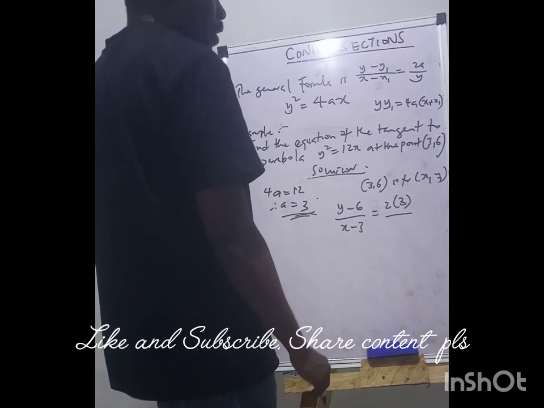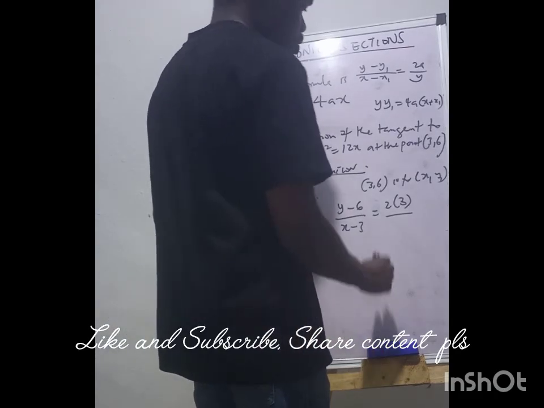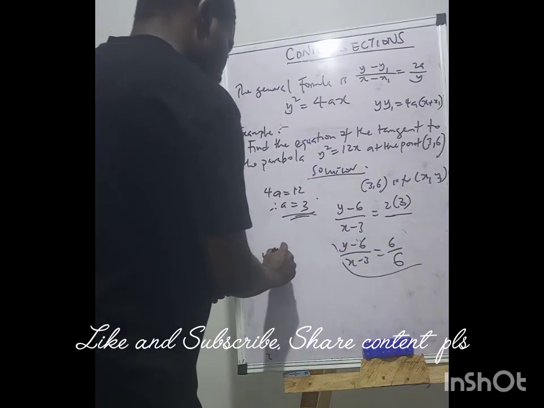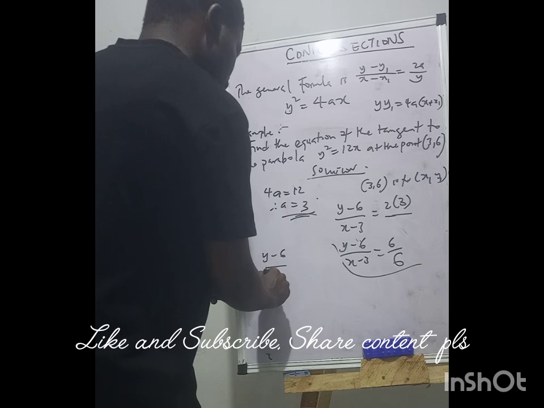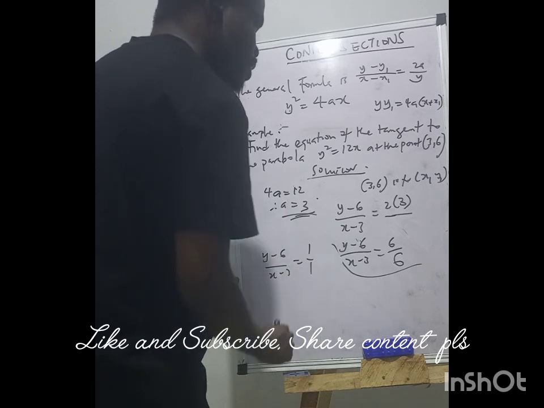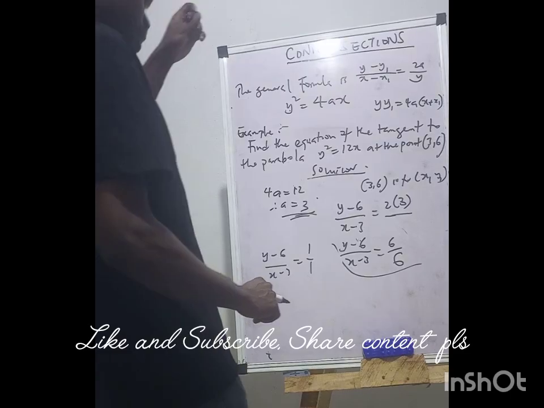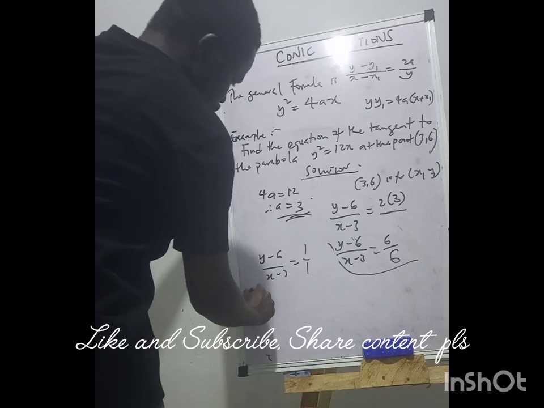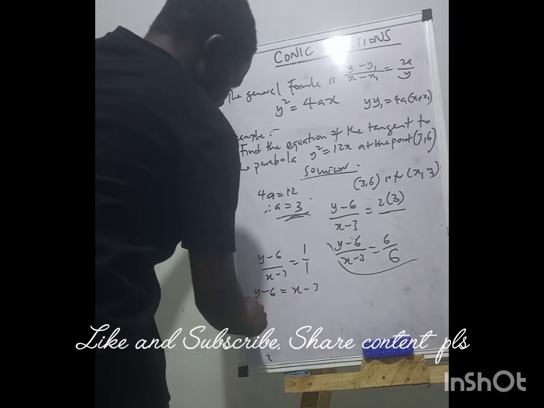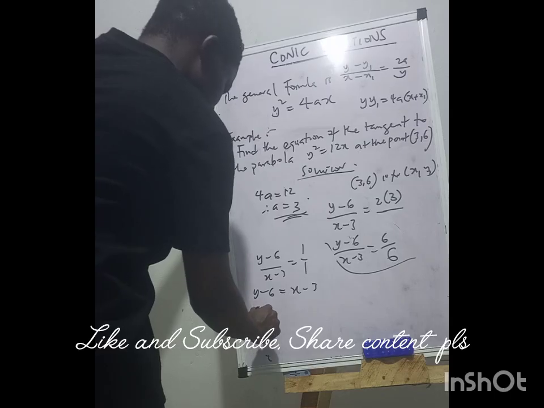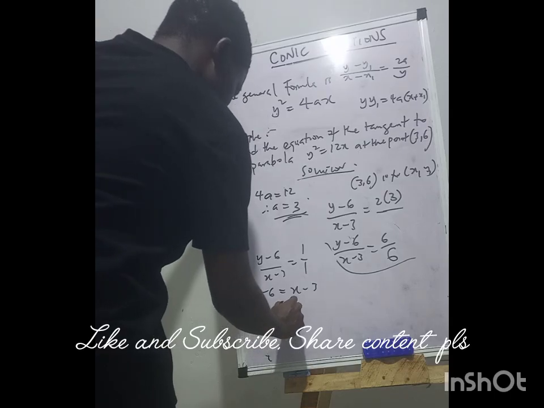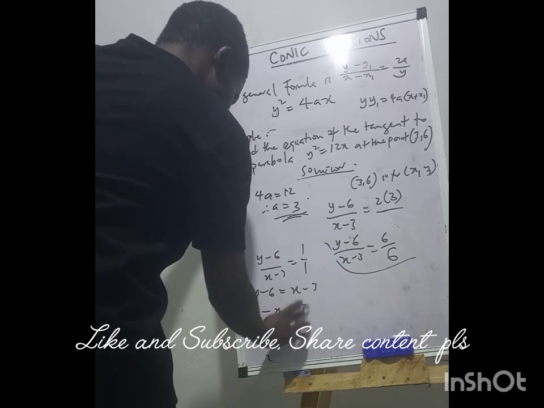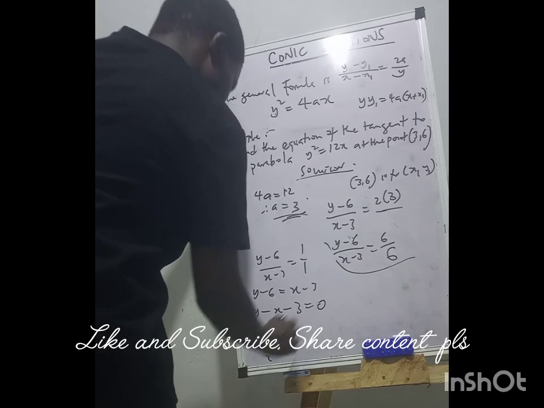Now which y is this? Take note, this is also y1, which is 6. So we have (y minus 6) over (x minus 3) equals 6 over 6, which is 1, because y1 is 6. So we have y minus 6 equals x minus 3. So putting that, we have y minus x minus 6 plus 3, which is minus 3, equal to 0.